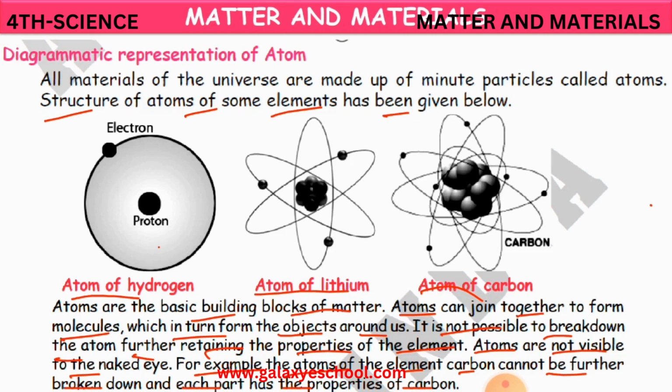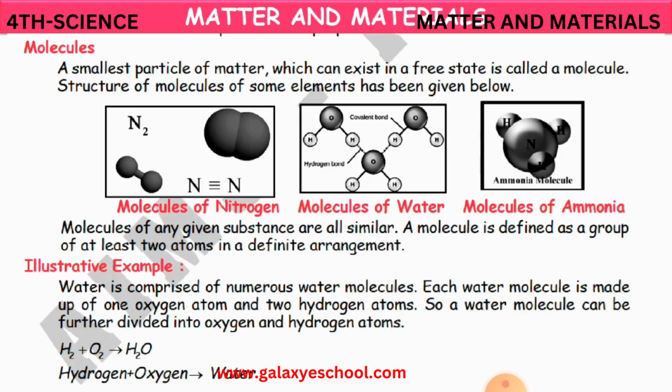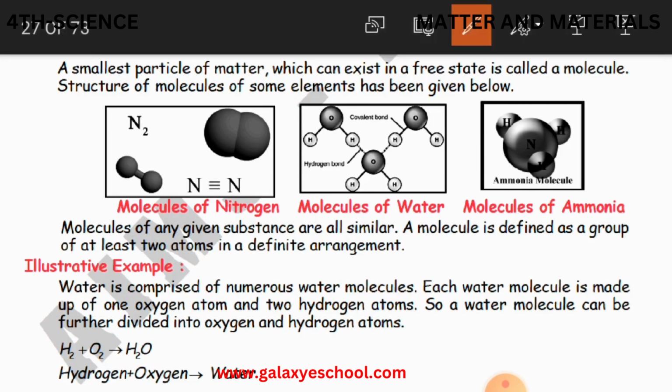Matter is made up of minute particles, and all materials of the universe are made up of these minute particles, which are called atoms. And what are molecules? They are also the smallest particle of matter, and they can exist in a free state. That is called a molecule.